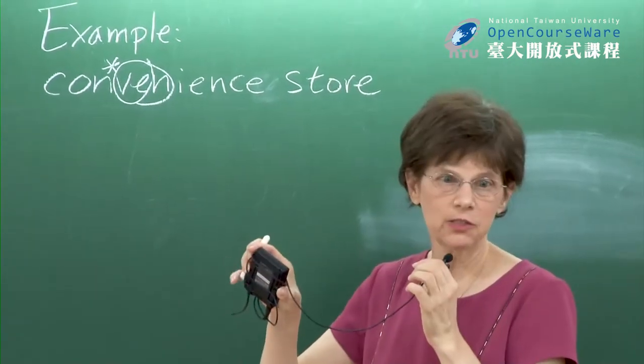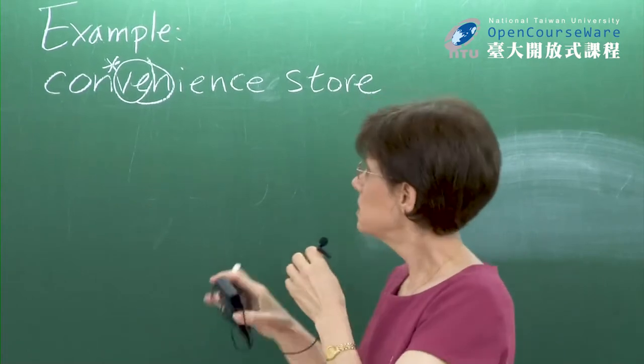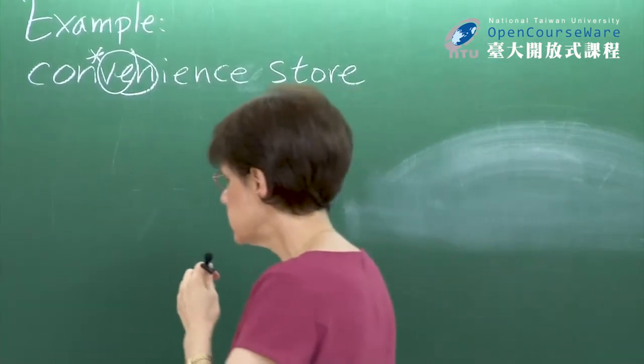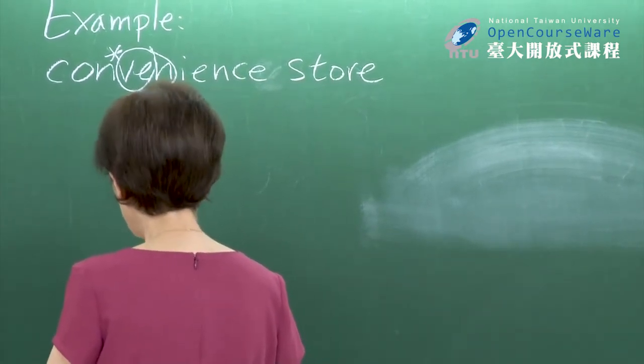Everybody write it down so you know how to do it. Put down the example: convenience store. There is only this one stress, so of course it's the last one. Let's give you another example with more than one stress.